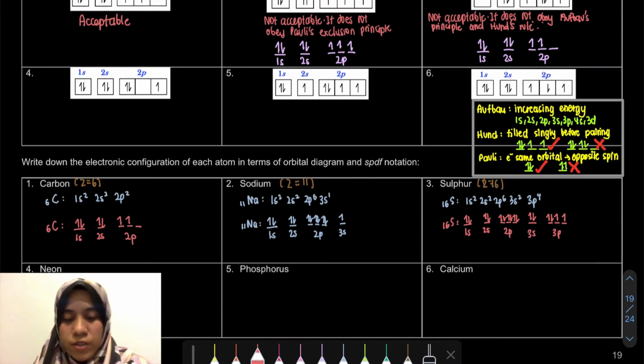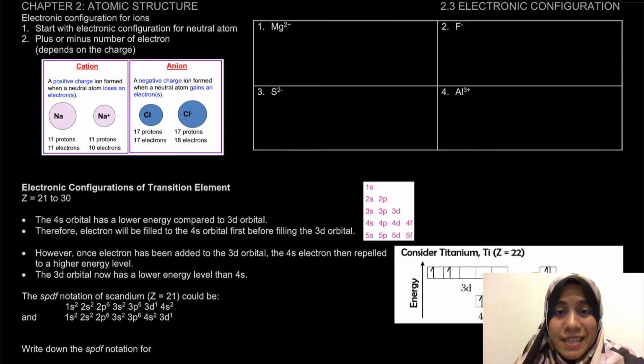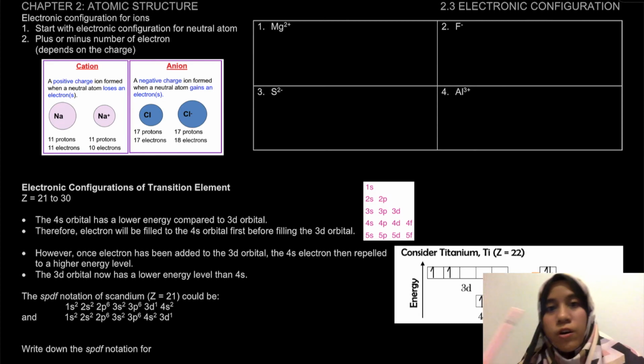For number 4, 5, 6, remember, look at the list of constants, it must depend on the proton number, not the relative atomic mass. So we have looked at examples for the neutral atom. Right now, we're going to look at the electronic configuration for the monoatomic ion. An ion means that it has charges, be it positive or negative. It could be a cation or an anion.